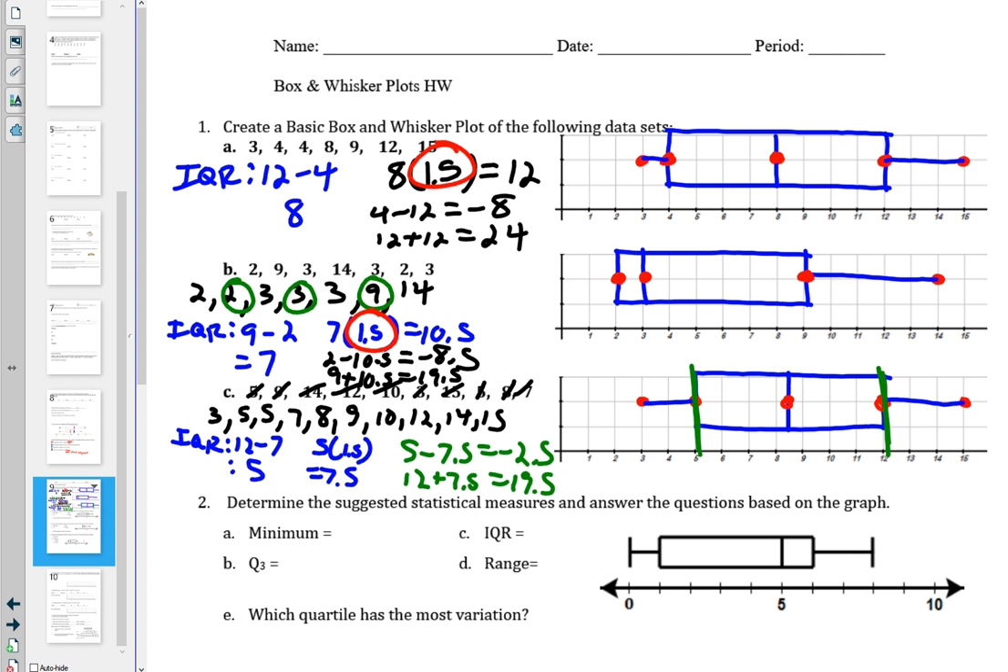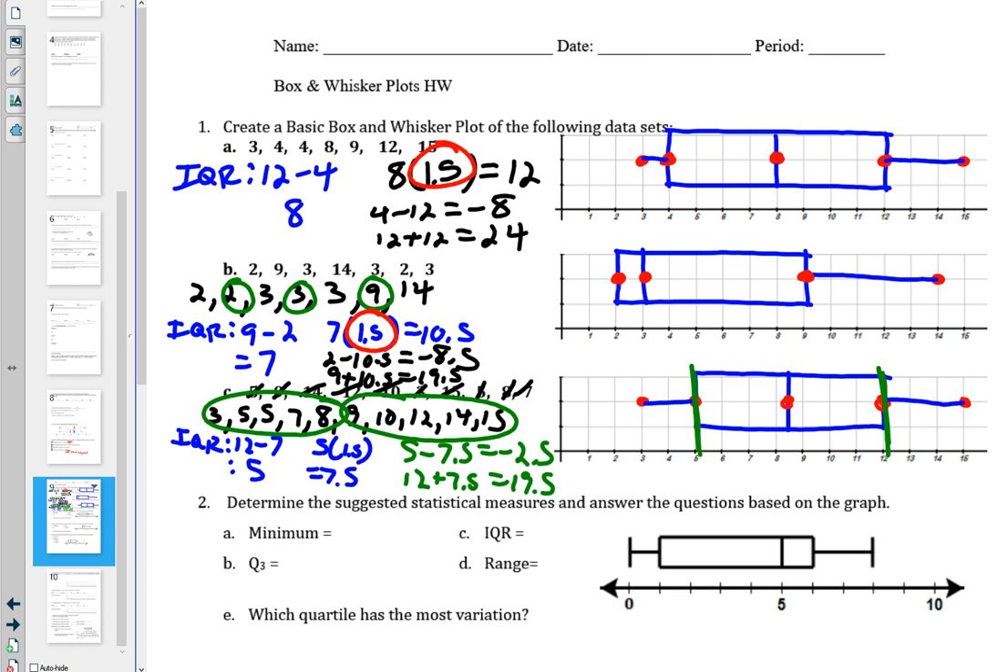Also, because there was an even amount of data to start with, the median is at 8.5 because I had to average 8 and 9. 8 plus 9 divided by 2 is 8.5, so that's where the median went. But when it came time to calculate those quartiles, when you have an even amount, you leave everything in. So to calculate the quartiles is what's the median of the first 5, what's the median of the second 5. You leave everything in.